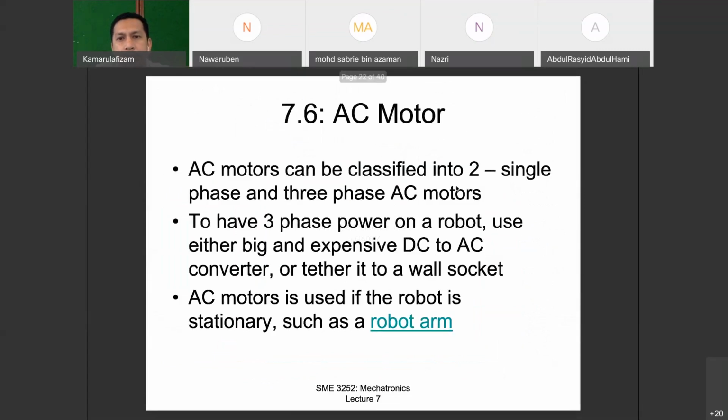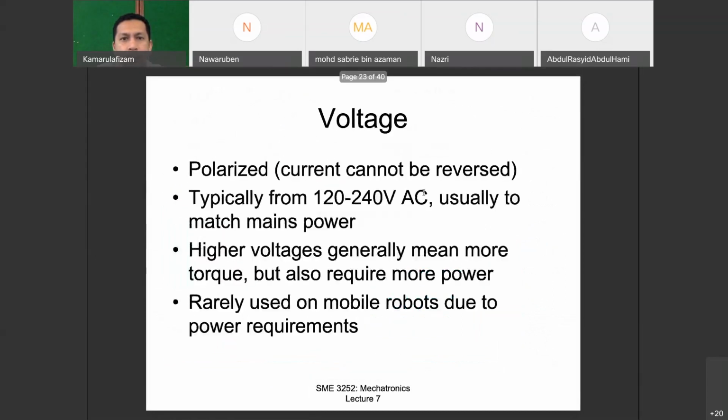So the next one adalah AC motor. Okay. AC motor, single phase and three phase, and it is polarized. Typically using that voltage. Higher voltage means higher power, higher torque, and of course require more power lah. Very rarely used on robots due to power requirements. Yelah, robot ni benda yang mobile kan. Kalau you nak bergerak ke mana-mana, susah kalau you nak sambung ke plug je, ke wall plug. So, biasanya robot akan gunakan DC motor.